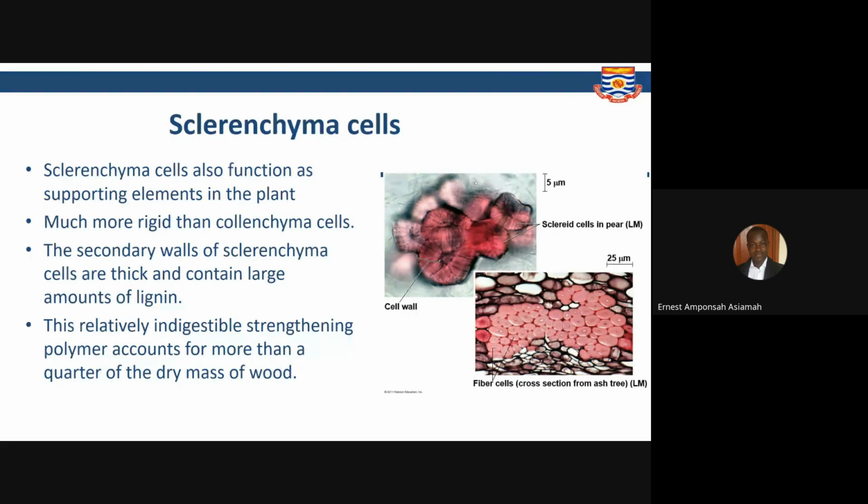The secondary support that the sclerenchyma cells offer in the plant is attributed to lignin. Okay, and the lignin is an indigestible strengthener, and it is a polymer that accounts for more than a quarter of the dry mass of wood. So what we see as wood has a relatively large proportion of lignin in it.